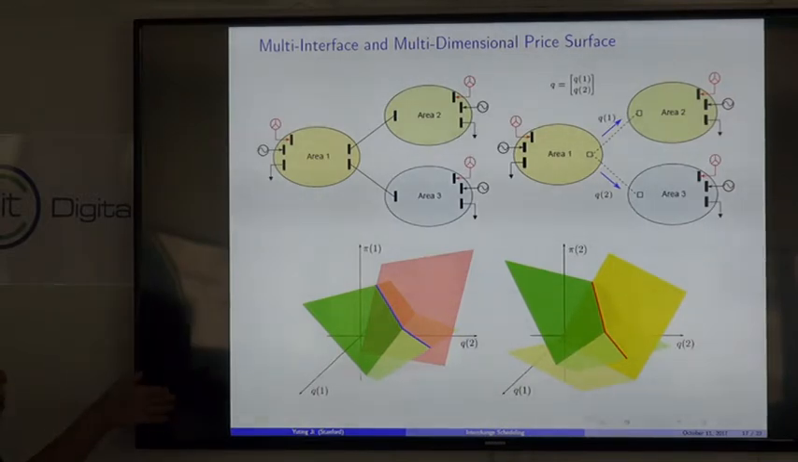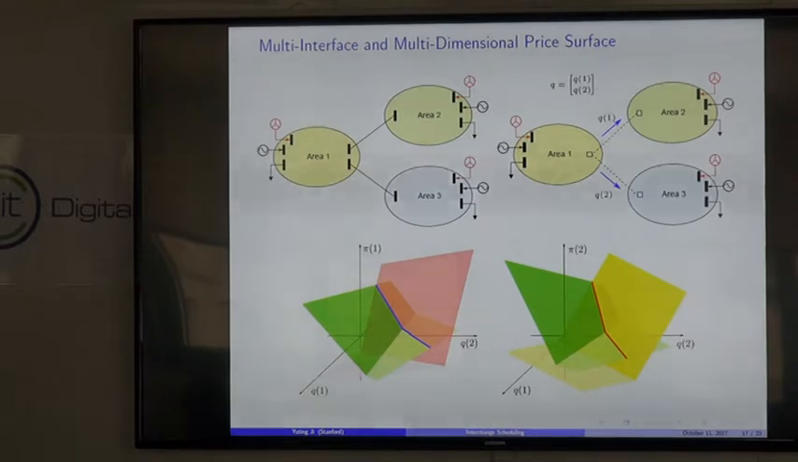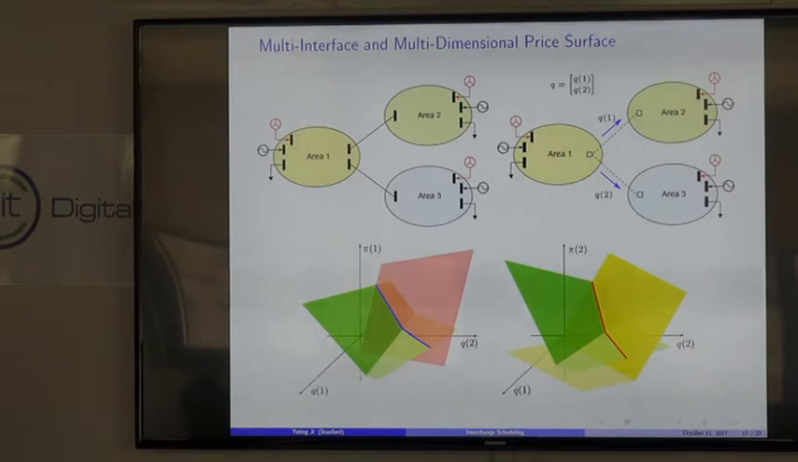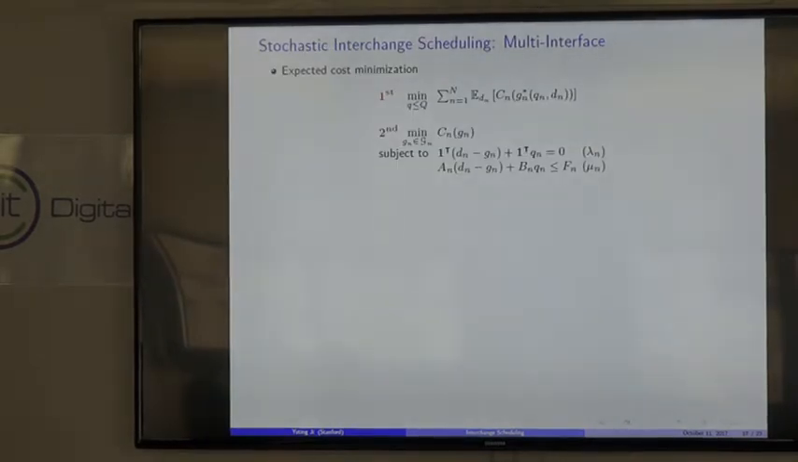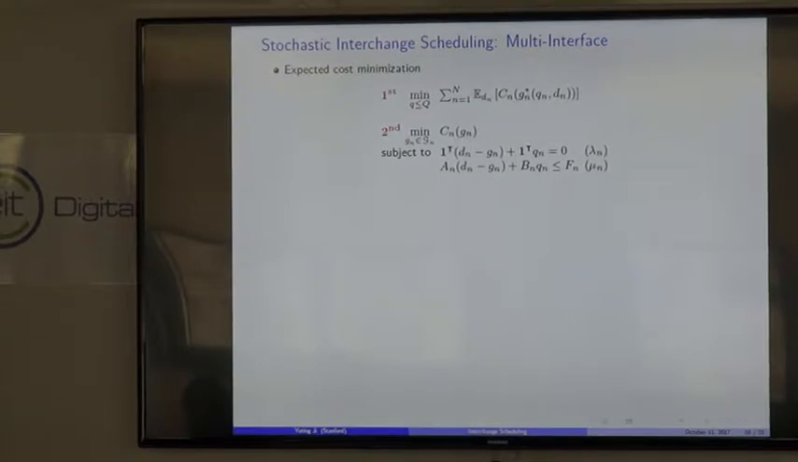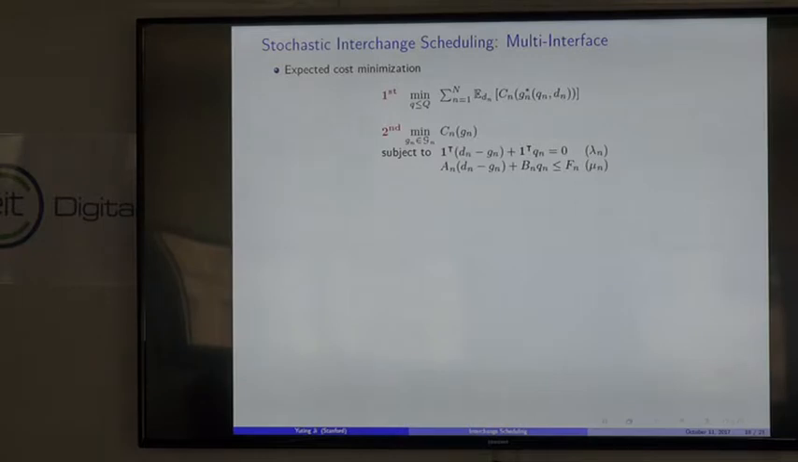You can intersect for each interface and then intersect the two lines for a point. To do that, you have to solve a set of nonlinear equations. So in general, it's not tractable as well. So still, we formulate this problem as a two-stage stochastic optimization again.